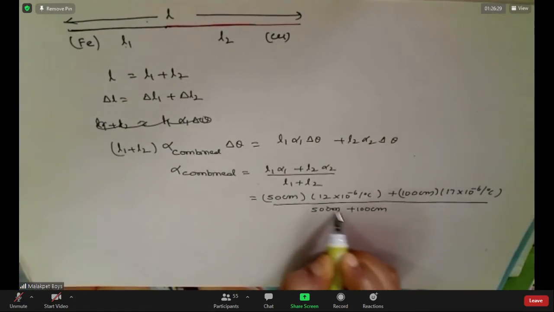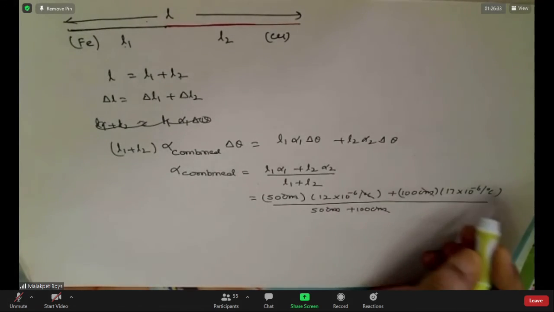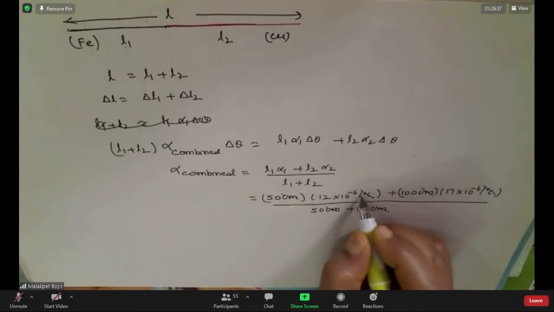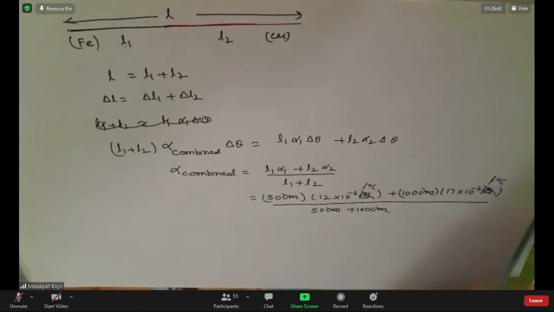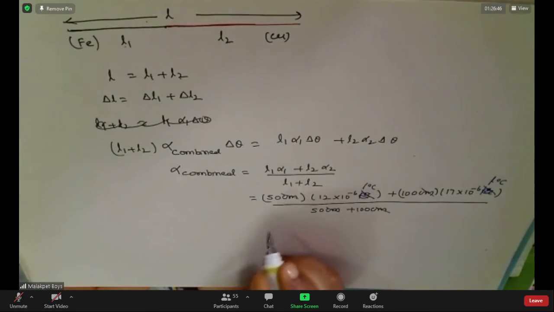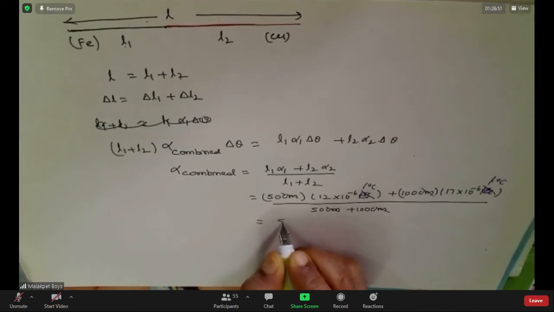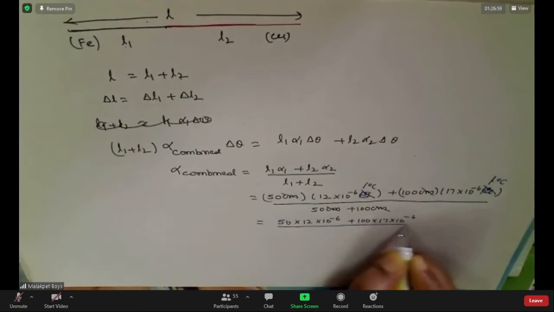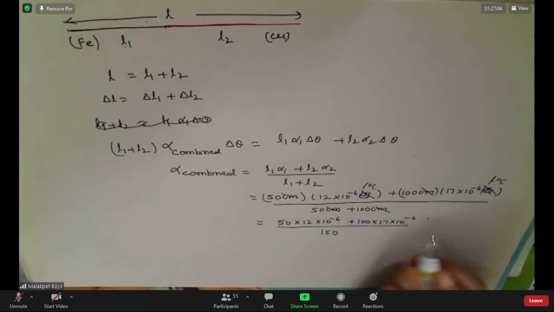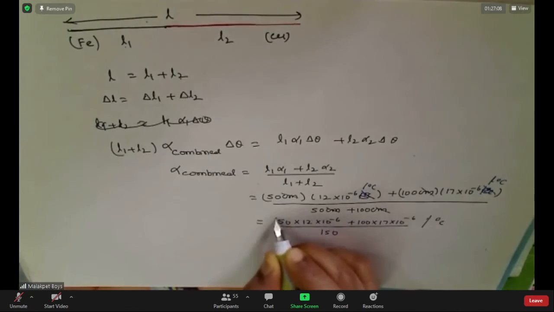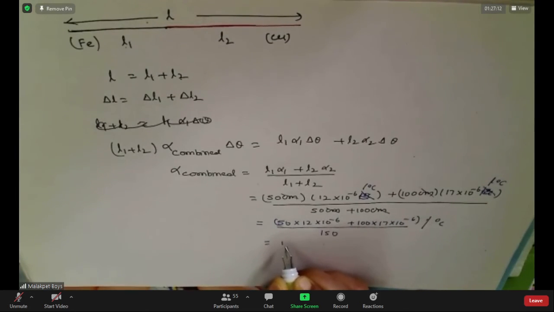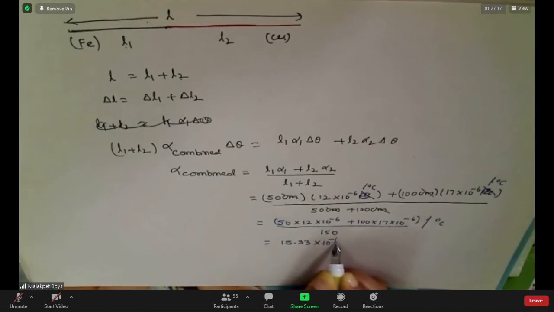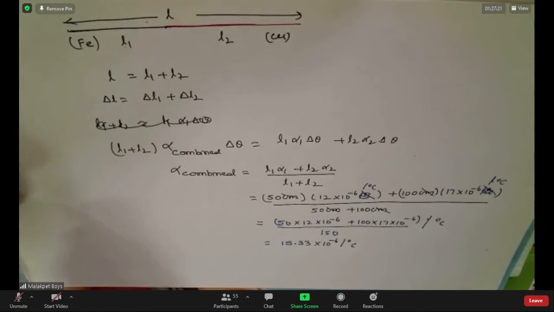Now you can see this centimeter numerator and denominator will get cancelled. This per degree will get cancelled. No, it won't be cancelled. Sorry, in the denominator nothing is there now. That will exist, so that will be the unit, no? Yes, sir. 60 into 10 power minus 5. So if you do it carefully, understood the method? Note down this.